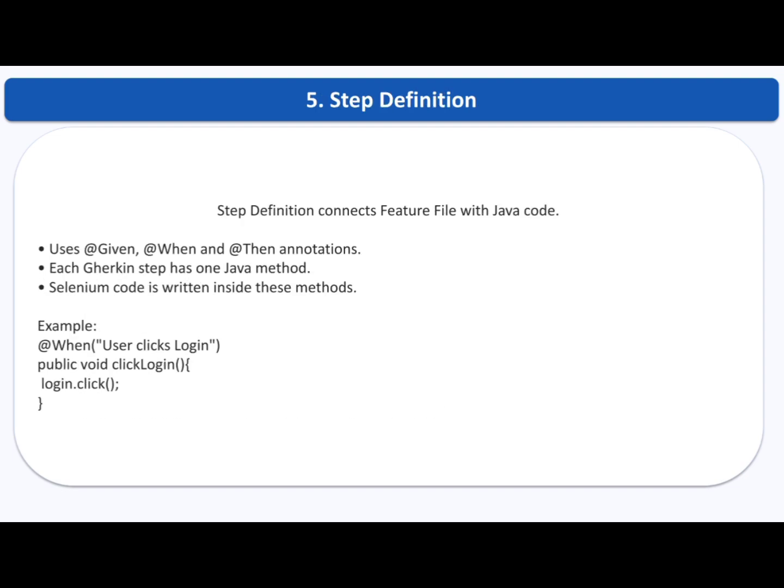Step definition is a Java class that connects the feature file with the automation code. It uses annotations like @Given, @When, and @Then. Whenever Cucumber reads a step from the feature file, it searches for the matching step definition and executes the corresponding Java code. This is where Selenium commands are written to automate the application.